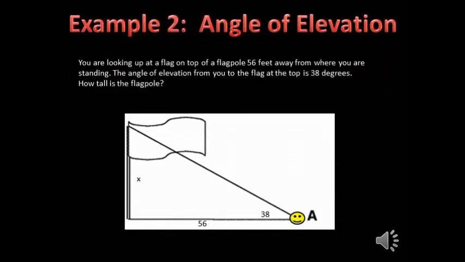Example number 2. Angle of elevation. You are looking up at a flag on top of a flagpole 56 feet away from where you are standing. The angle of elevation from you to the flag at the top is 38 degrees. How tall is the flagpole?